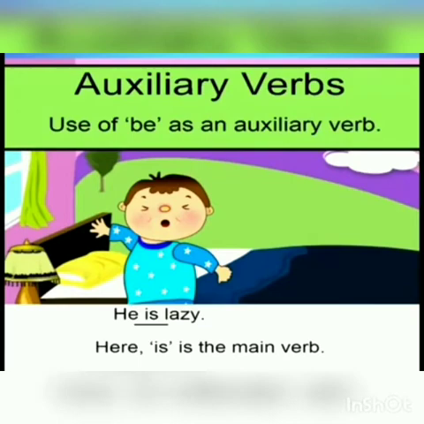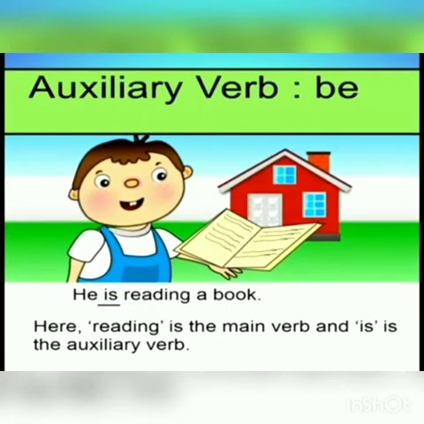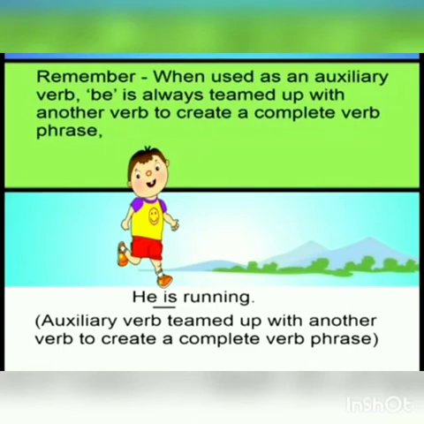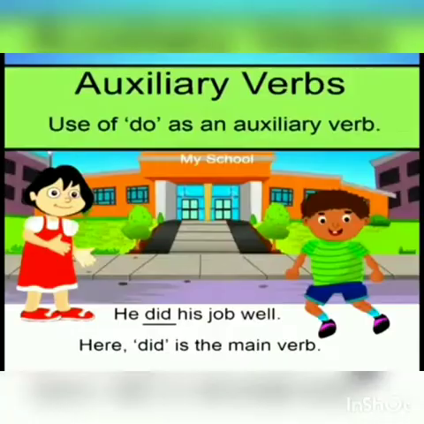Now let's look at a second auxiliary verb. The use of be as an auxiliary verb. Is is a form of be. He is lazy. Here is is the main verb as there's no other action being done. Now let's look at the second case. He is reading a book. Here clearly reading is the action being done, so it's the main verb, and is is the auxiliary verb. He is running. Here is is the helping verb and has to be used with the main verb, which is running.